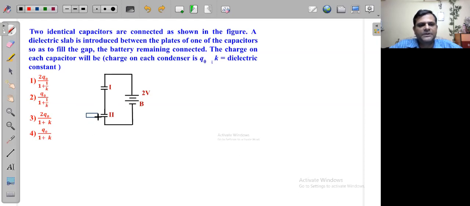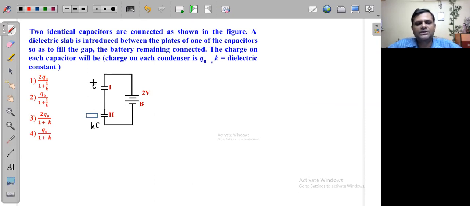Yes, the first thing we have to understand is that when a dielectric slab of dielectric constant K is inserted in this second capacitor, its capacity just becomes K times the original one. If we assume that the original capacity of both was C, we will call it the original capacity C. But now when we insert the dielectric here, its capacity increases K times, and its capacity will become K times C, like this.